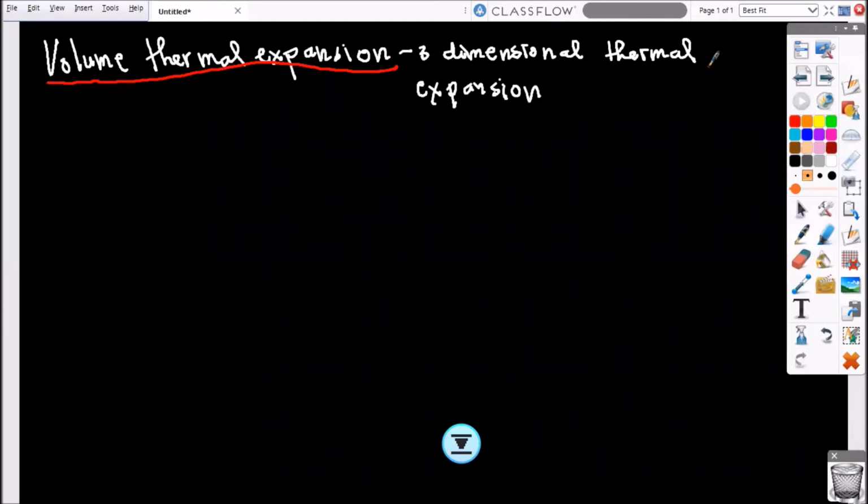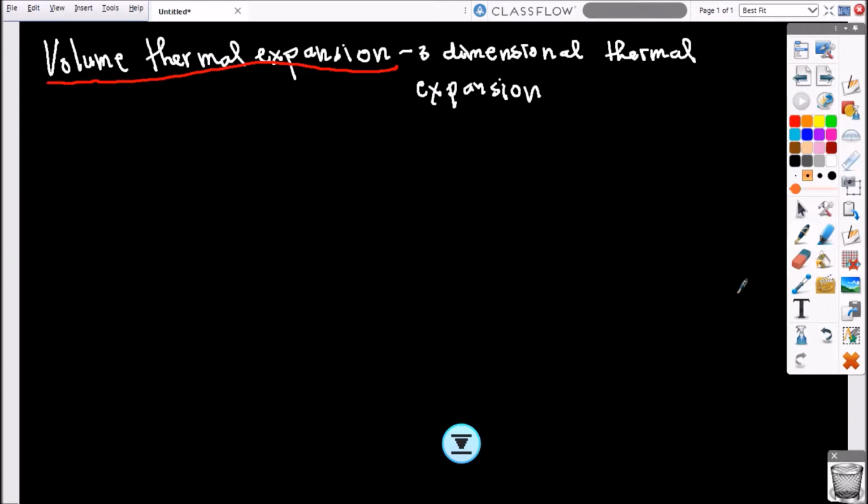All right, so let's proceed to the next thermal expansion. We have the volume thermal expansion. We're done with the linear thermal expansion. Linear thermal expansion, again, is the one-dimensional thermal expansion. And then we also have an area thermal expansion, which is the two-dimensional thermal expansion. So let's proceed to the higher expansion, what we call the volume thermal expansion. Okay, this is a three-dimensional thermal expansion.